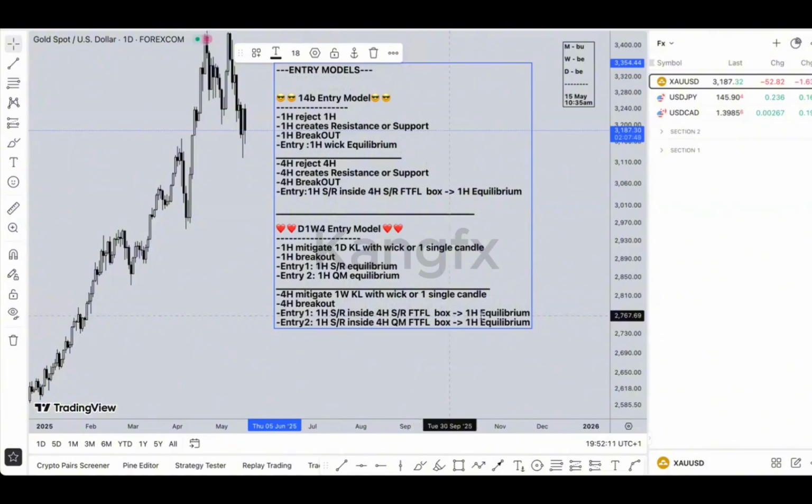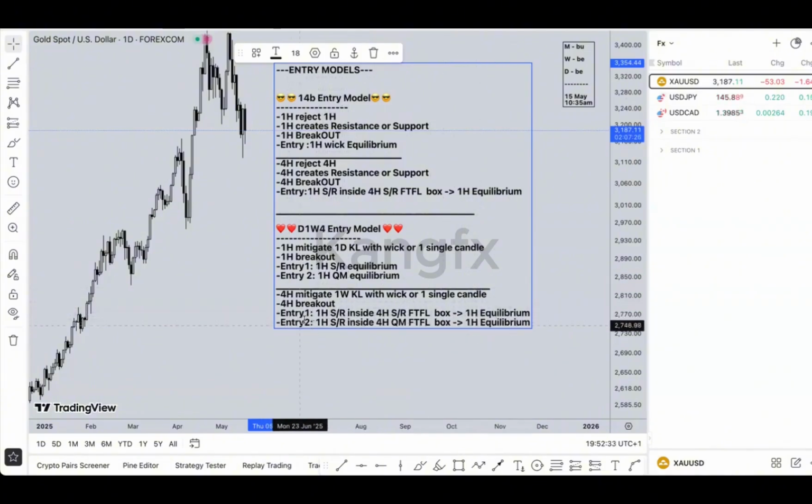The first and the strongest way to enter the trade, our entry is going to come from the 4 hour support or resistance. Then we mark our FTFL on that 4 hour support or resistance. We move down to 1 hour to get our STFL, where we look for support and resistance also on the 1 hour. Then when we have our STFL on 1 hour, we mark the equilibrium to use.